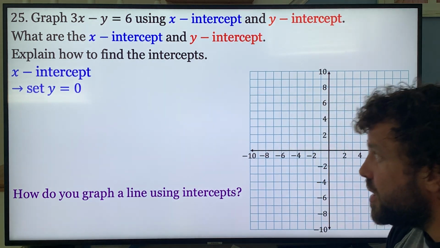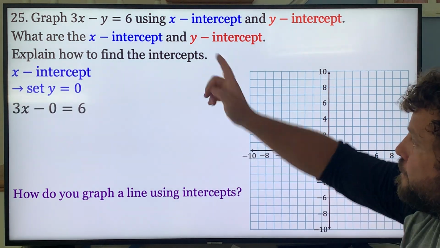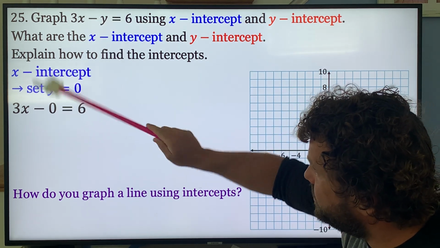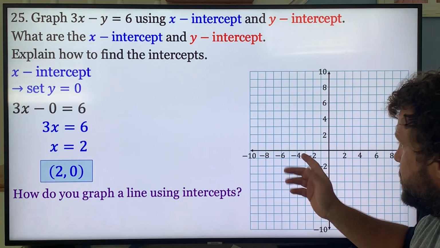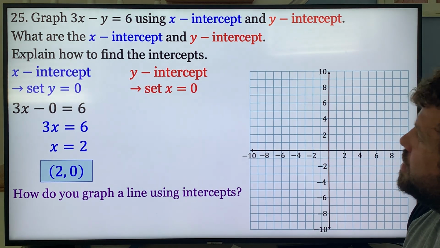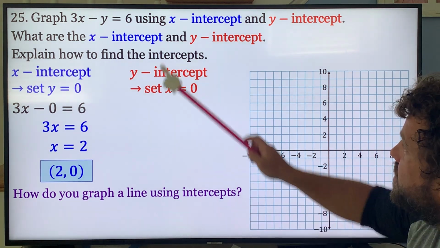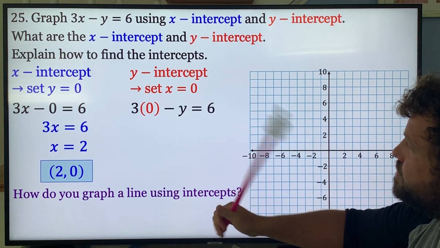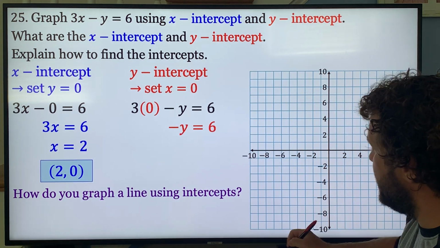In order to find the x-intercept, you set y equal to 0. So you get 3x minus 0 equals 6. 3x equals 6. x equals 2. So it's (2, 0). For the y-intercept, you set x equal to 0. How do we know this? We just did this before. So you get 3 times 0 minus y equals 6. 0 minus y equals 6.